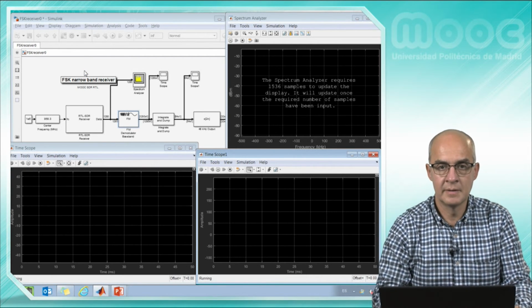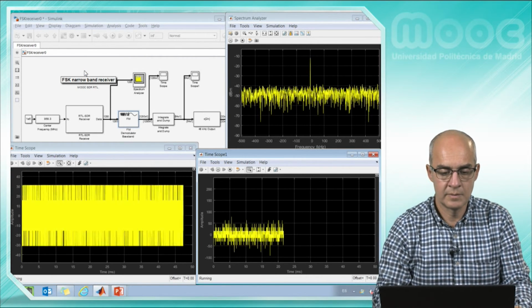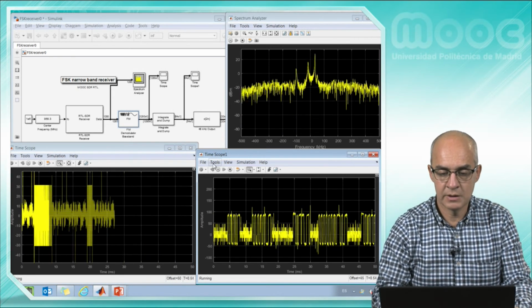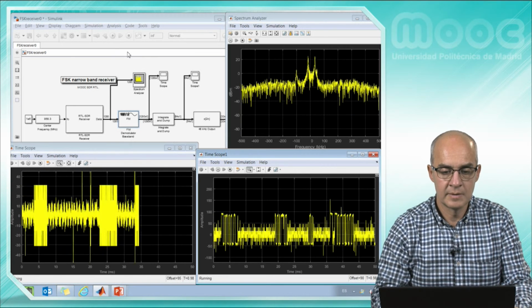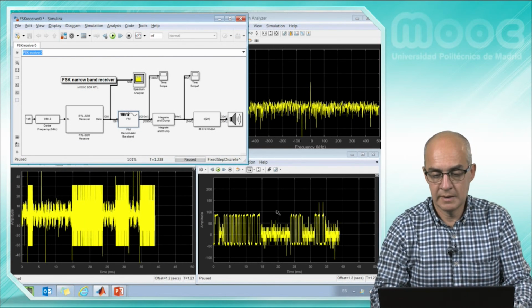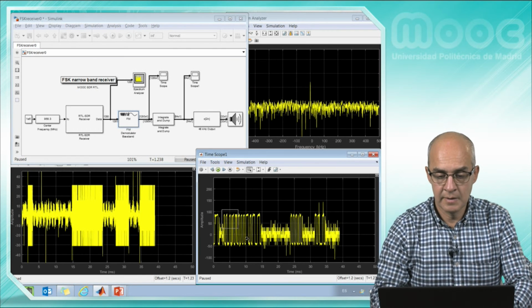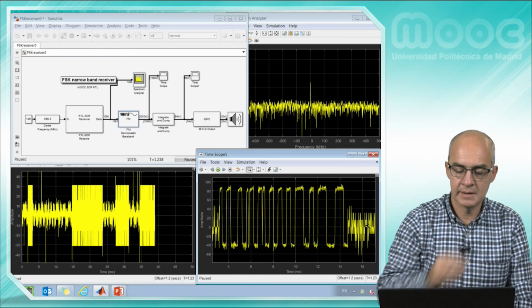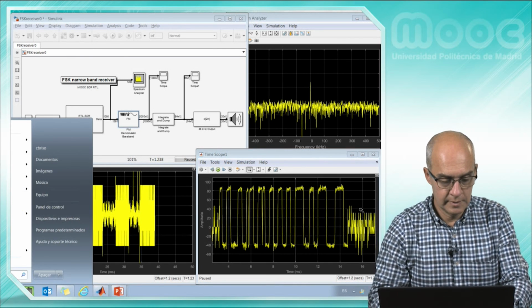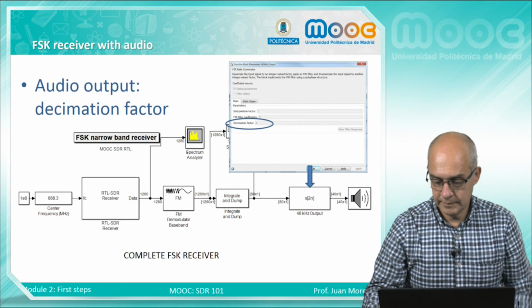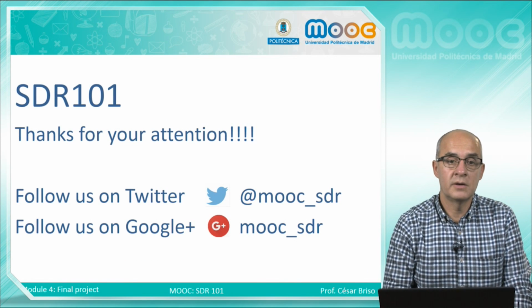It's starting, and now here you can see the output has lower level, and still we can distinguish the data, but there is a low level signal. So we try to get the highest output. So that's all. Thank you for your attention.